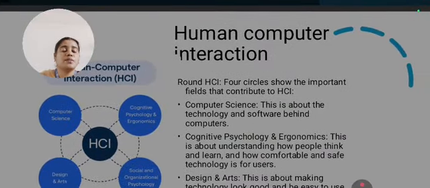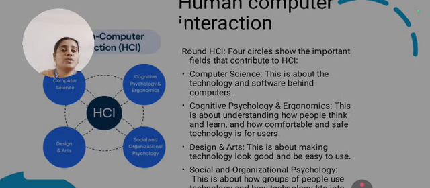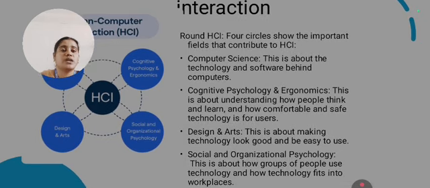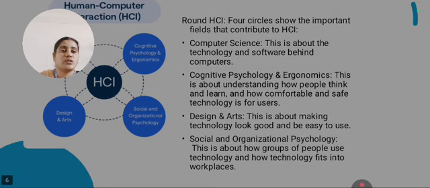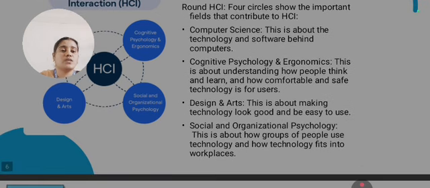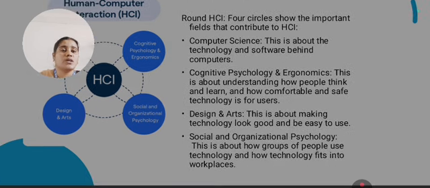Next one is human-computer interaction. The four circles show the important fields that contribute to HCI. First one is computer science. Second one is cognitive psychology and economics. Third one is design and arts. Fourth one is social and organizational psychology. Computer science is about the technology and the software behind computers. Second one is cognitive psychology and economics.